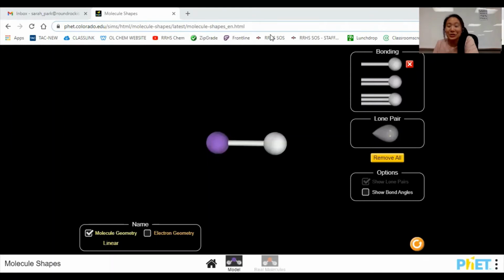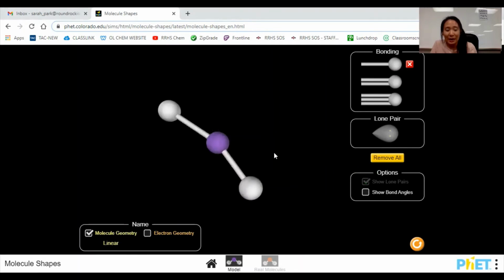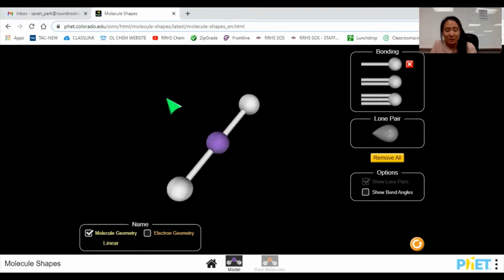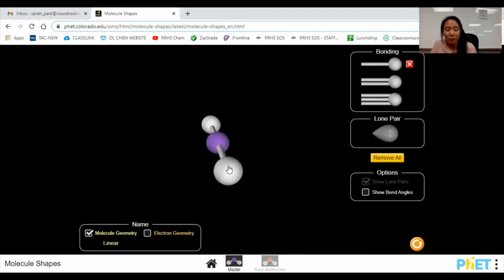Okay, so just to show you a couple of examples three-dimensionally. So here you have one attached to another. So you can see the shape down here. It's a linear shape. So you can see that three-dimensionally it looks like this. If I were to add another one like this, you can see that you're attached to two, but when you don't have any lone pairs, even if you try to chase them around, it's still a straight line, which is why it's called linear, right?